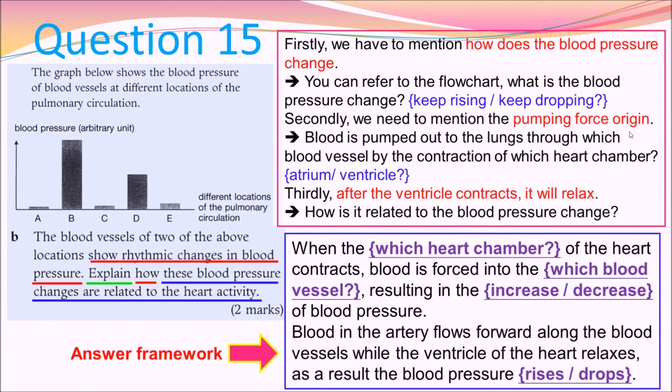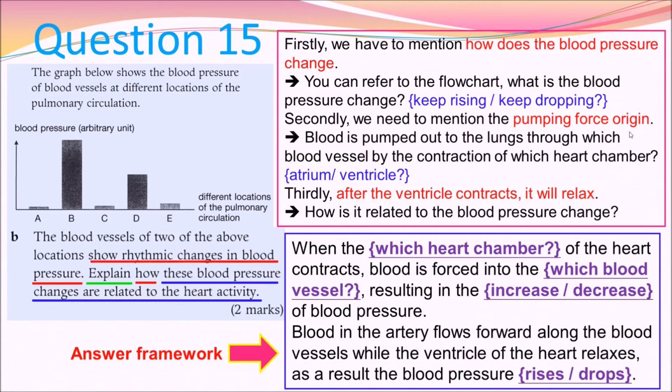So I give you the answer framework. When the certain heart chamber, atrium or ventricle of the heart, contracts, the blood is forced into which blood vessel? You give me the name, or use the ABCDE to identify which blood vessel, resulting in the increase or decrease of the blood pressure. So remember, the heart contracts, boom, resulting in the increase or decrease of blood pressure.